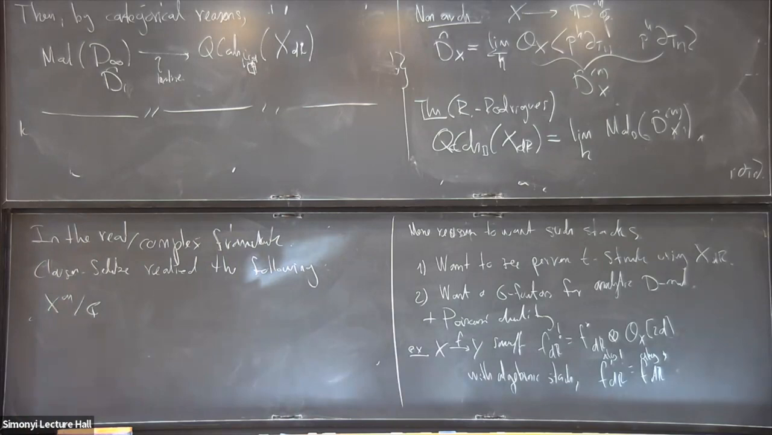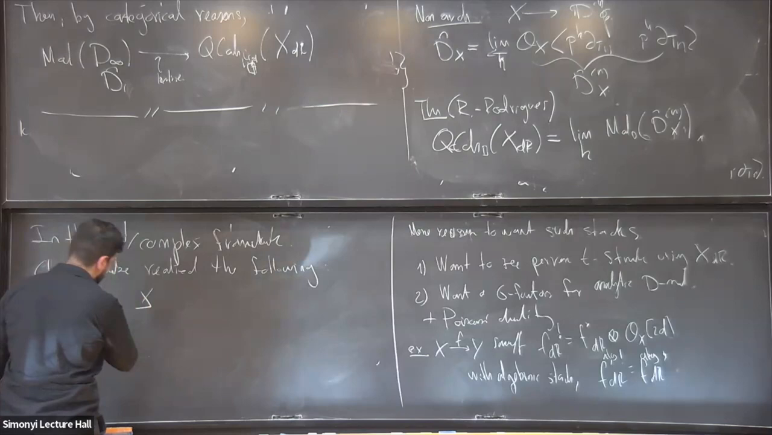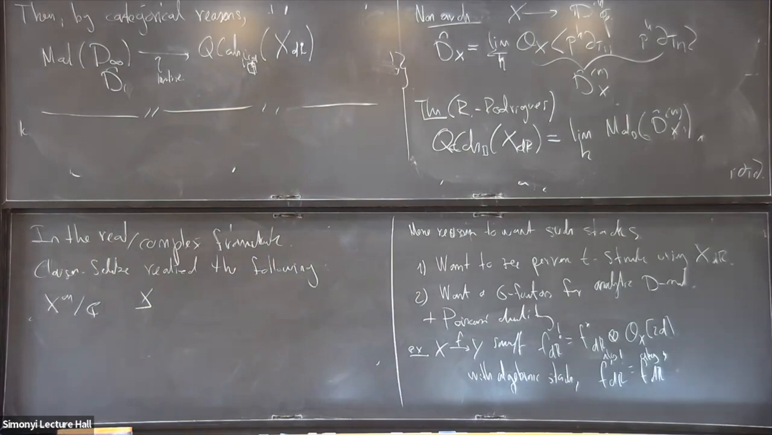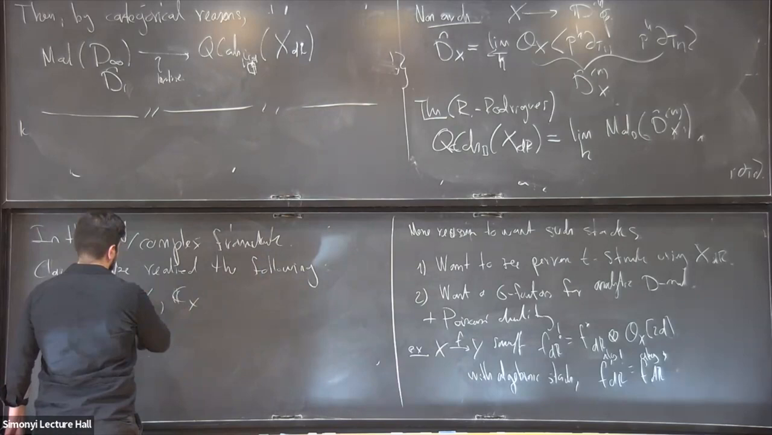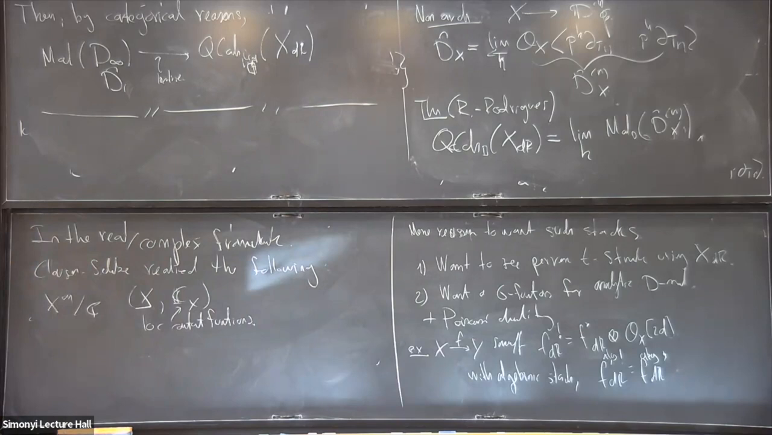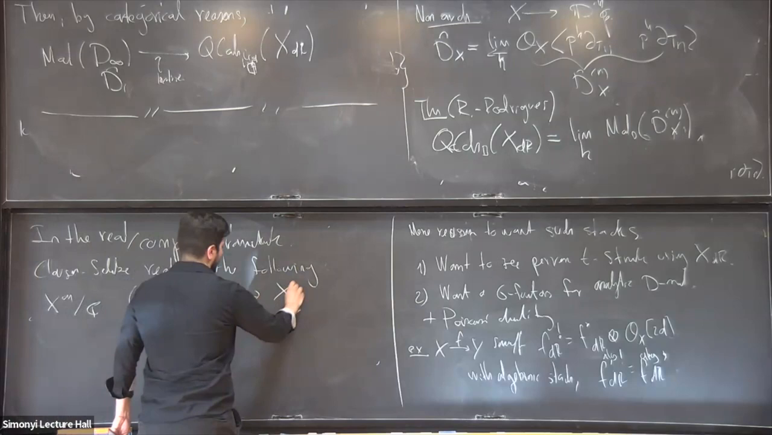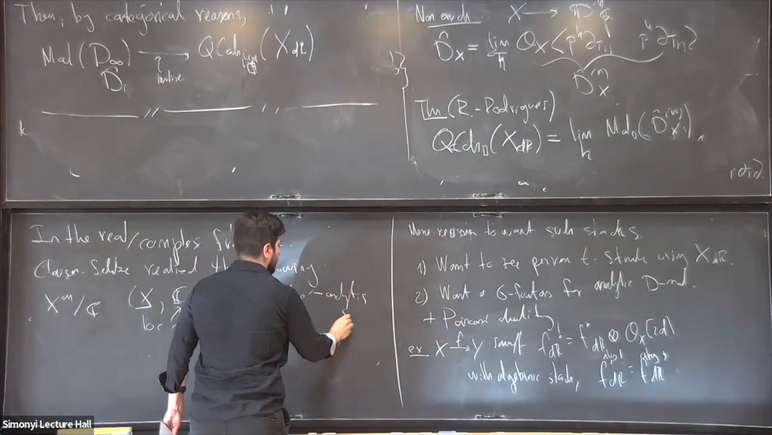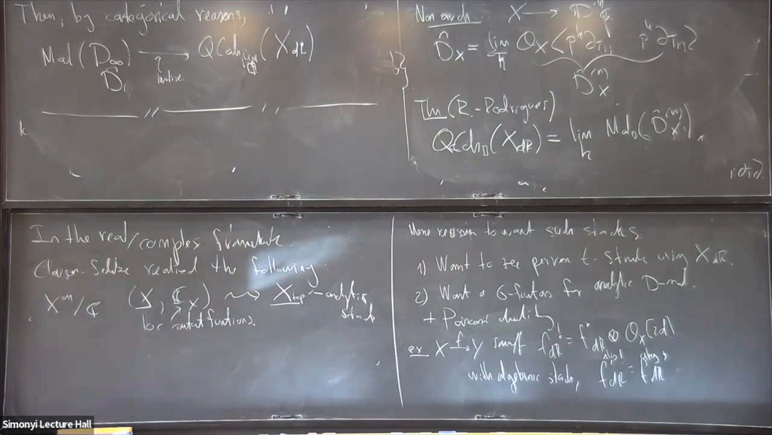And over this, you can just take X, let's say just as a topological space, maybe a condensed set, with maybe a sheaf of complex locally constant functions. So this space is actually going to define somehow the topological analytic stack, basically by taking this space of locally constant functions, maybe by doing some descent, and this is going to define an analytic stack.